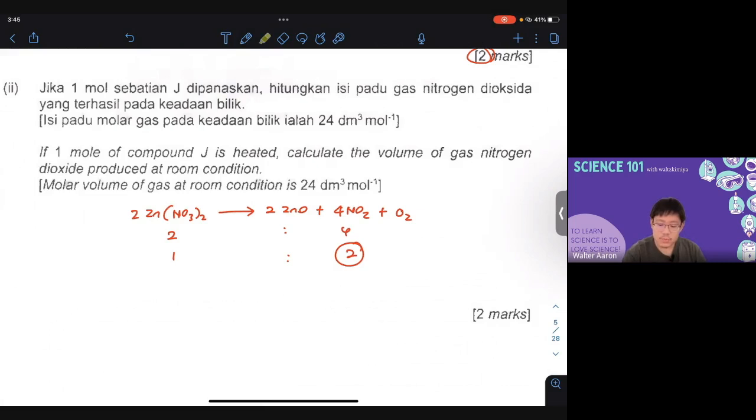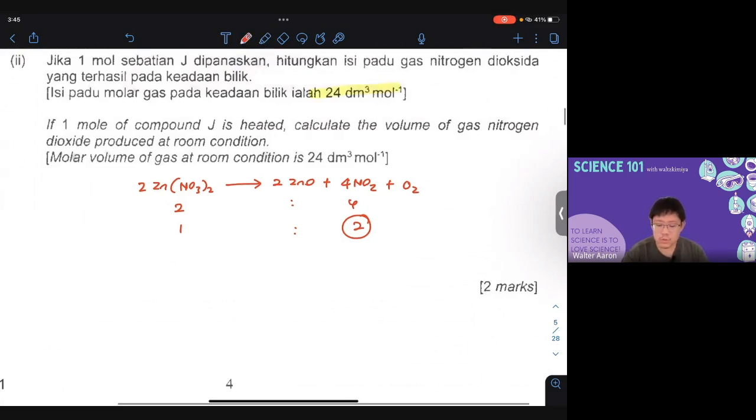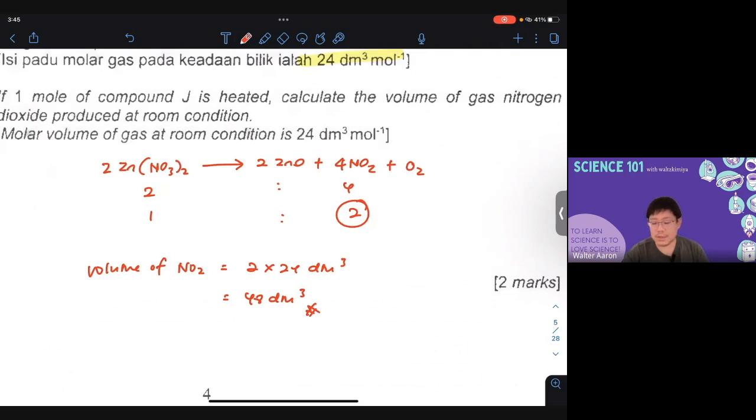And they say the volume that you can get, right? So the molar volume at RTP is 24 dm cube per mole. So the volume of NO2 produced will be 2 multiplied by 24 decimeter cube. So your total volume of gas collected is 48 decimeter cube. That's it. Okay, very simple, 48 decimeter cube. Show the calculation, and the final answer you should be able to get 2 marks in total already, right? So again, it's 48.